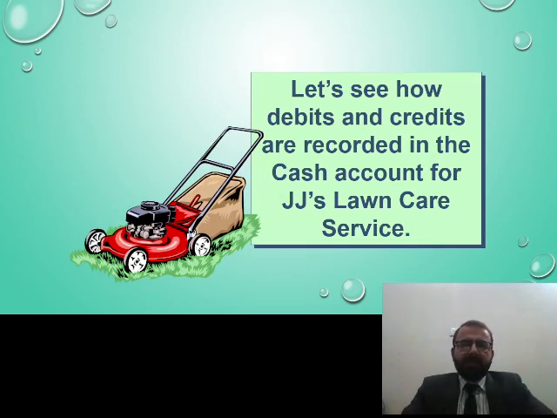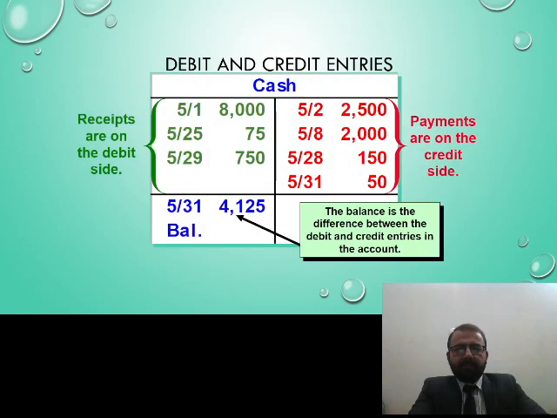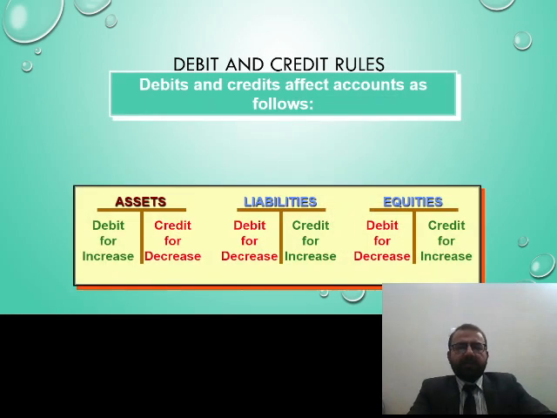Let's see how debits and credits are recorded in the cash account for JJ's Lawn Care Service. Debit and credit entries. Receipts are in the cash account. Receipts are on the debit side and payments are on the credit side, and the remaining balance is the difference between the debit and the credit entries in the account.